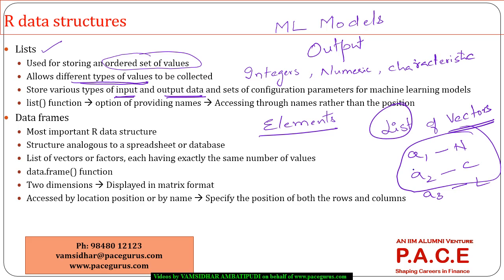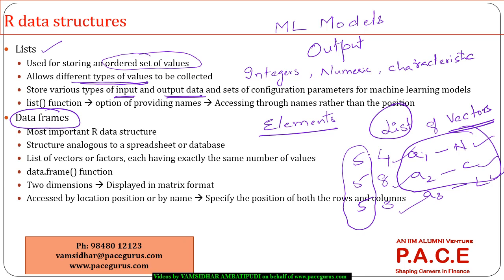Each element of the list could be of a different size. A1 could be having 4 elements, A2 could be having 8 elements, A3 could be having 3 elements. Still I can create a list out of them. Whereas when we talk about a data frame, that can't happen. Though these could be of 3 different types, all of them should have the same size. That is when I can create a data frame. But if they are not of the same size, then it's better that I create a list out of it.